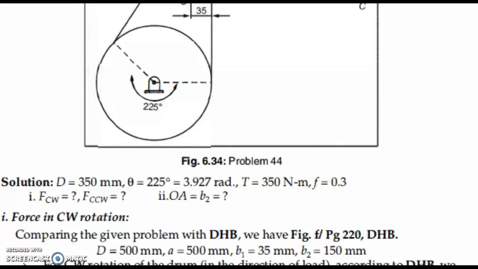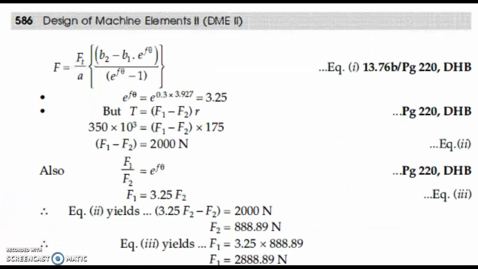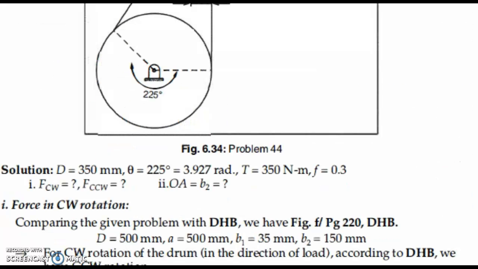Then for the clockwise and anti-clockwise rotation, we have to find the value of F. First of all, we can go for the clockwise rotation. Just compare with our data book page number 270, figure number F, for the clockwise and anti-clockwise direction. The value of D is already given. The value of A is equal to 500 mm, B is equal to 35 mm, B1 is equal to 35 mm, and B2 is equal to 150 mm. So these are the data that we have to substitute in our data book equations.